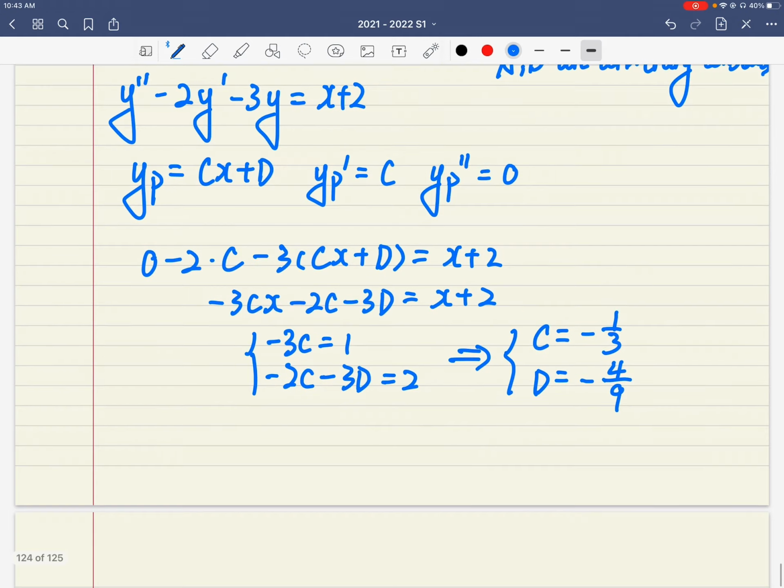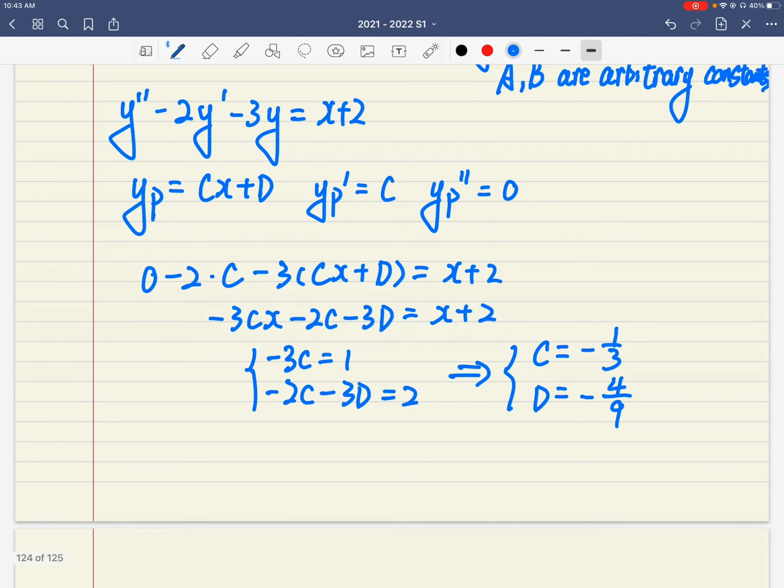Do you have any questions so far? Okay, so our particular solution, we found it. It's negative 1 over 3x minus 4 over 9. This is not the only solution of the second equation, but it is a particular solution of the second equation.